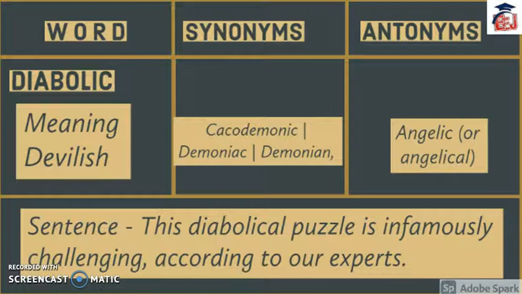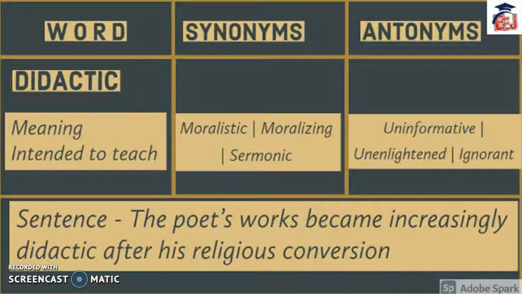Diabolic. Diabolic means devilish. Cacodemonic, demonic, demonian are the synonyms. Antonyms would be angelic or angelical. Sentence: this diabolical puzzle is infamously challenging according to our experts. That means diabolical puzzle means related to the devil, right? Let's move to the next word.